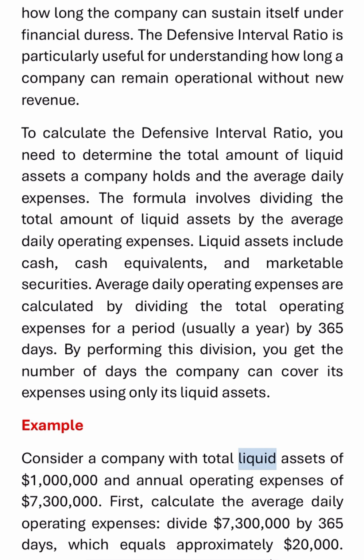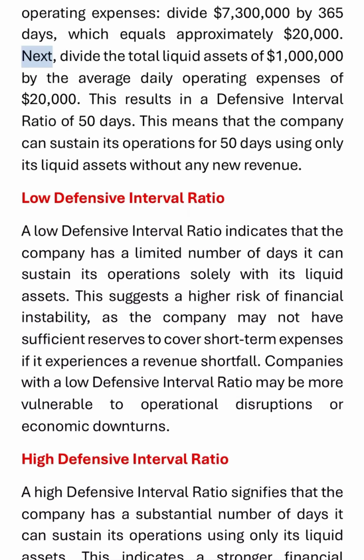Example: consider a company with total liquid assets of $1 million and annual operating expenses of $7,300,000. First, calculate the average daily operating expenses. Divide $7,300,000 by 365 days, which equals approximately $20,000. Next, divide the total liquid assets of $1 million by the average daily operating expenses of $20,000. This results in a defensive interval ratio of 50 days. This means that the company can sustain its operations for 50 days using only its liquid assets without any new revenue.